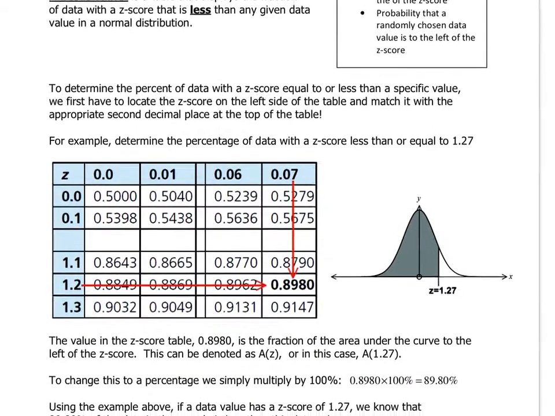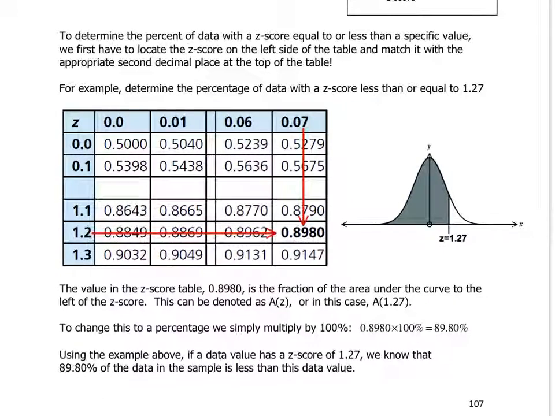For example, if you have a z-score of 1.27, to look that up in the table, you would first look in the first column to get the 1.2, and then look along the columns across the top until you get the second decimal place of 7. Together that makes 1.27, and this value here, 0.8980, represents the fraction of the area of the curve that is to the left of that z-score.